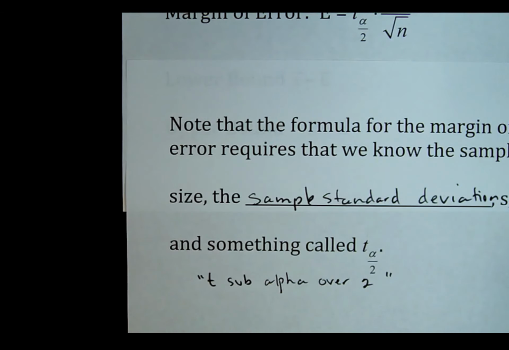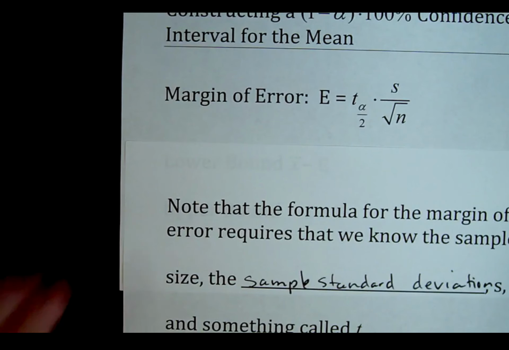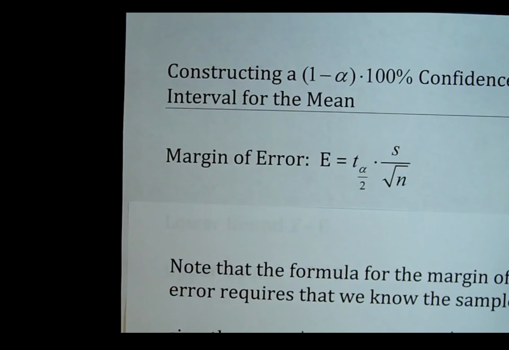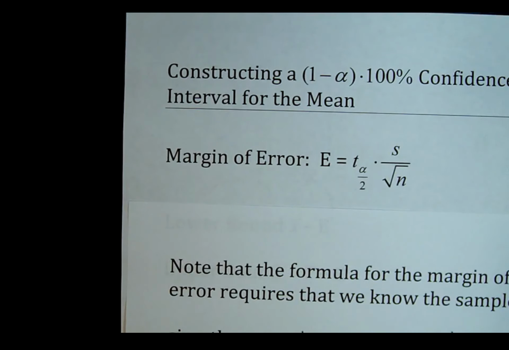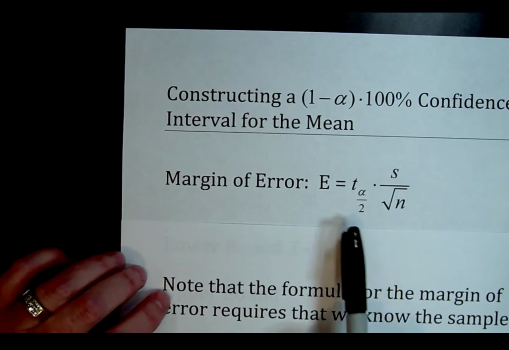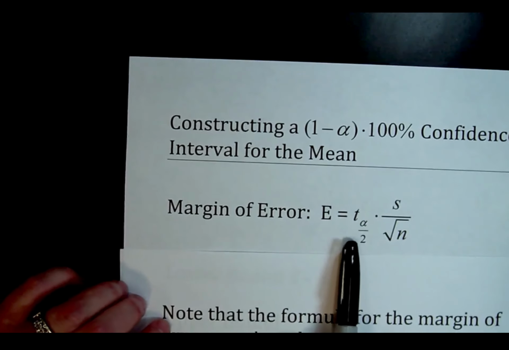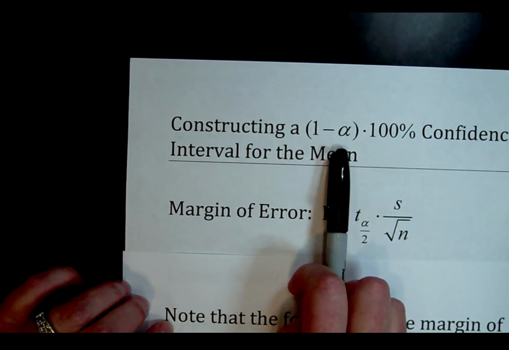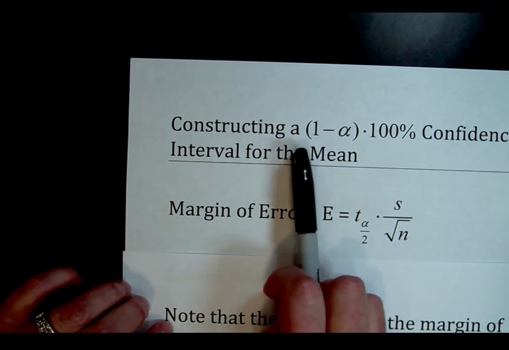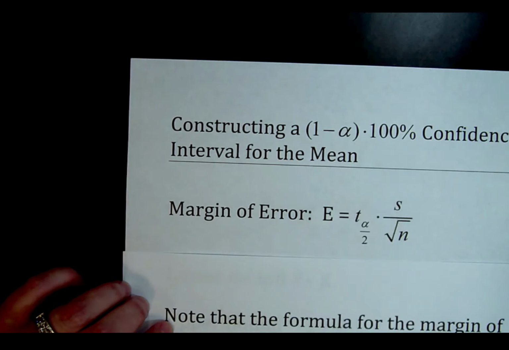So notice this formula has no z in it. When we were making confidence intervals for population proportions, the margin of error formula had a z in it. This one doesn't. Instead, it's got this t thing. In here, this alpha is a number that relates to the level of confidence. So remember, like for a 95% level of confidence, we said alpha would be 0.05. So you'd have 1 minus 0.05 gives you 0.95, and then times 100% to turn it into a percent.